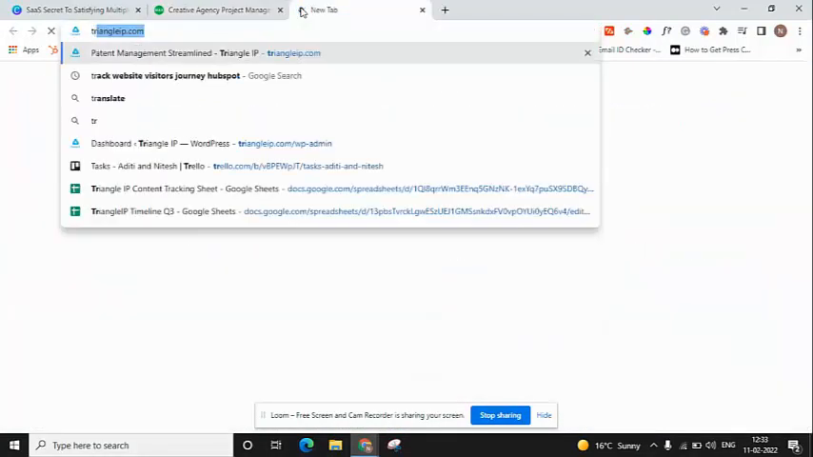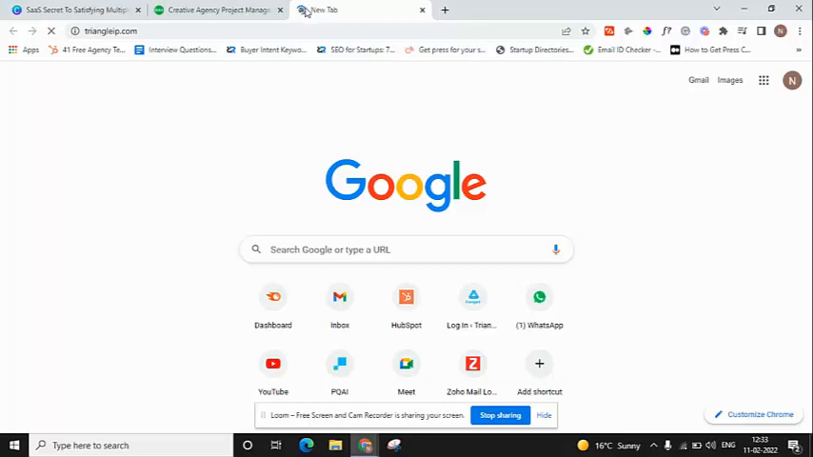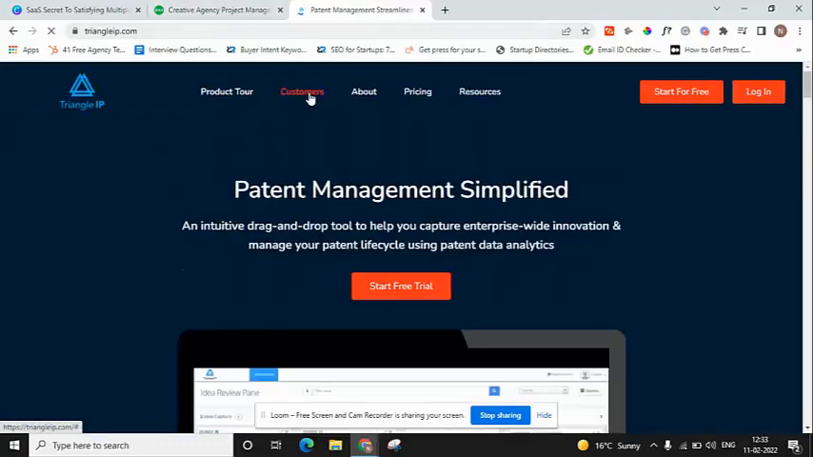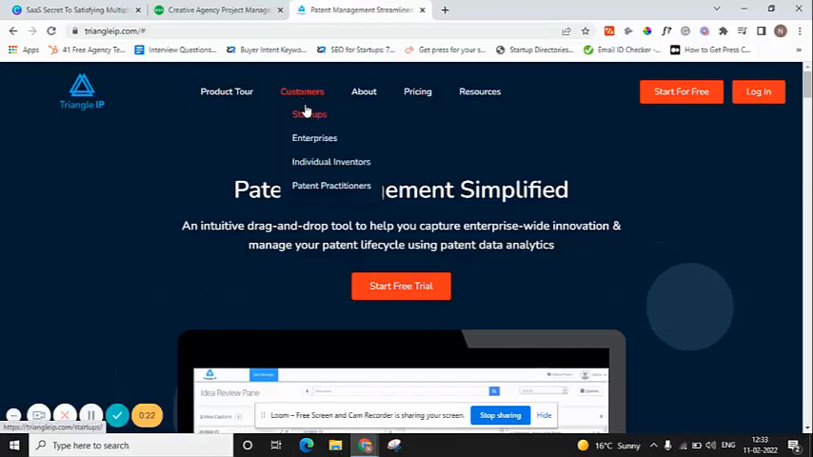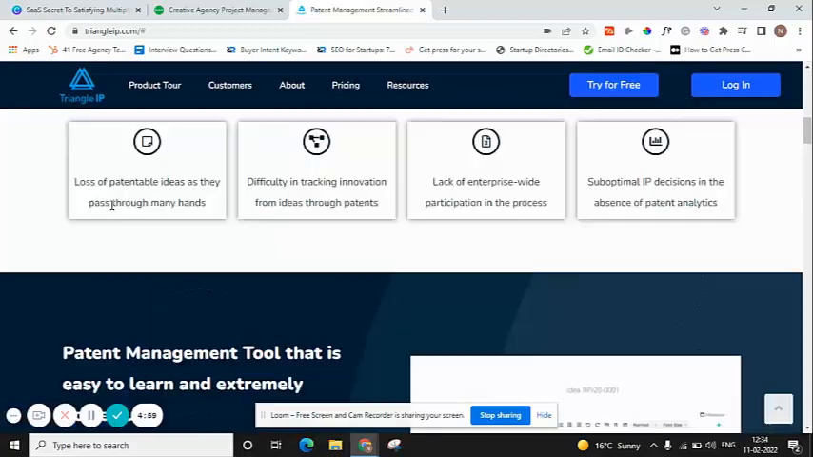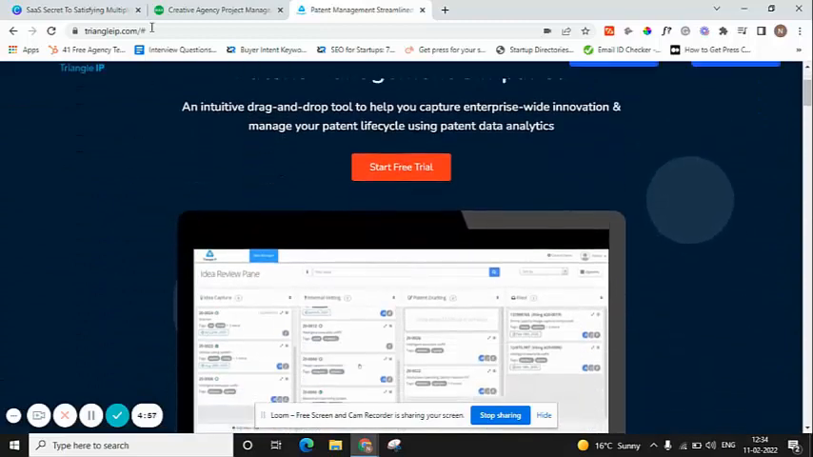Same thing we have also done with our clients as well. Just giving you an example of Triangle IP here. We talk about how you can use Triangle IP for various customers. You can use Triangle IP for startups, for enterprise, for individual inventors, for patent practitioners, and all these pages give different solutions. The product is the same, but they show how our product is helping their pain points. These pages answer that.